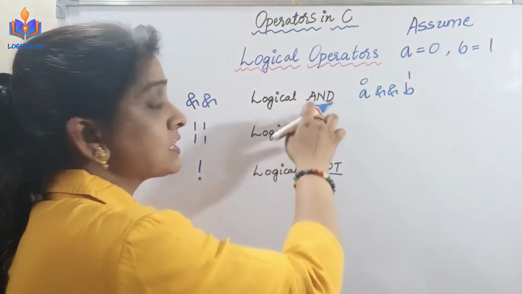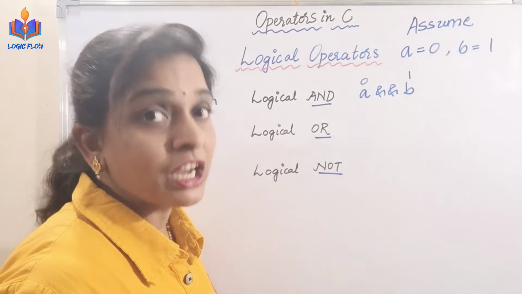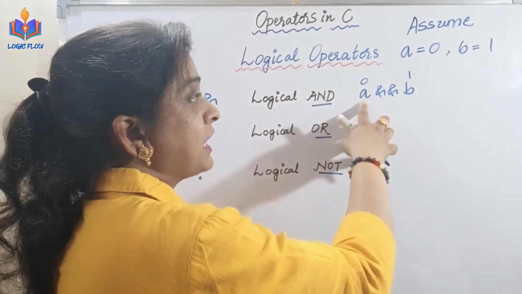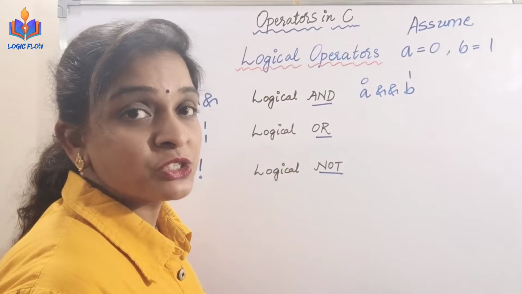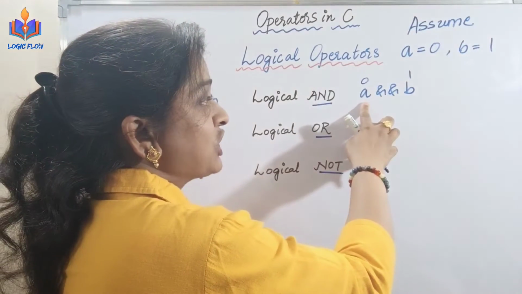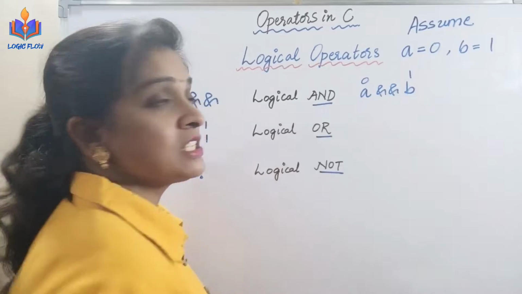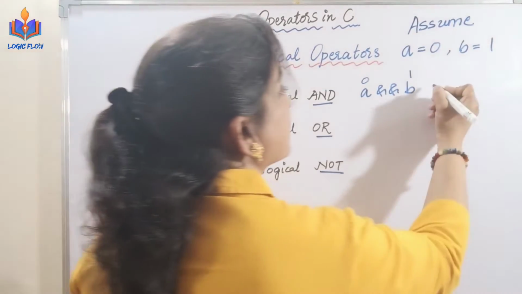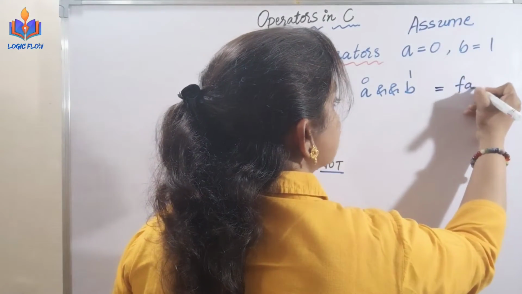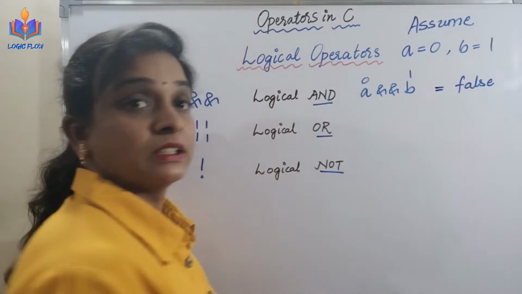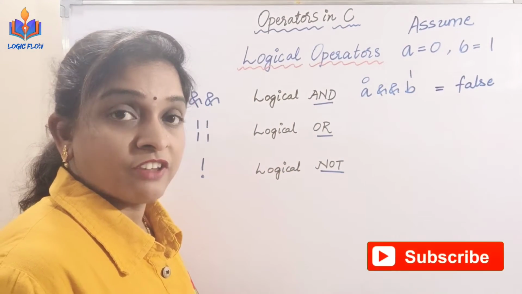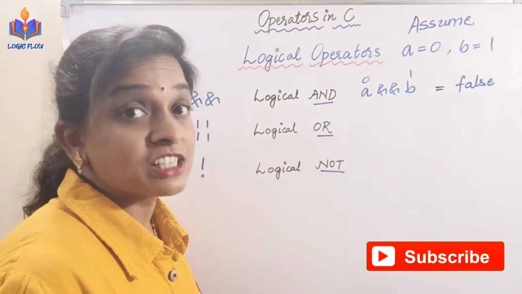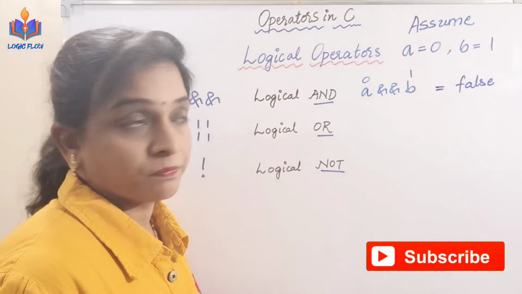And says both the conditions must be true. But here A is 0 and B is 1. So A and B means one condition is false and the other condition is true. So my result will be false. AND needs both conditions; if any one condition goes wrong, the result will be false.